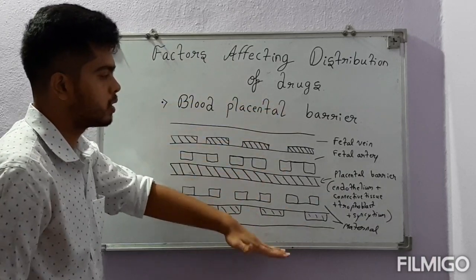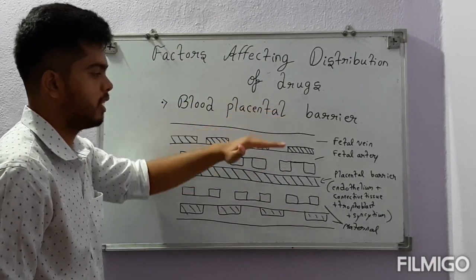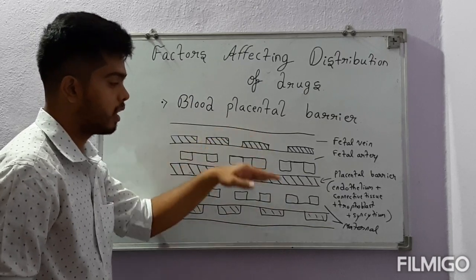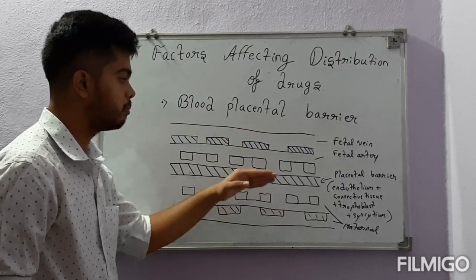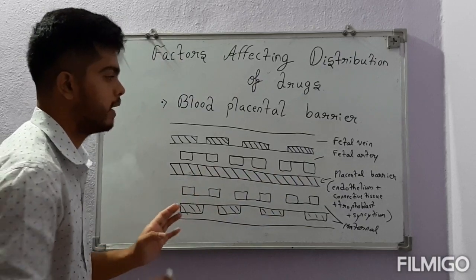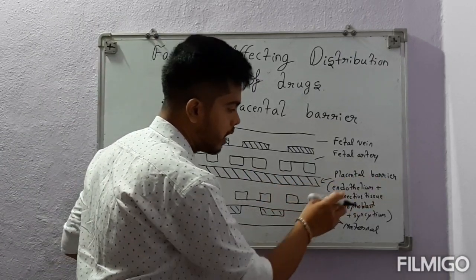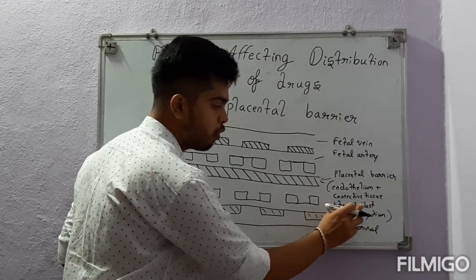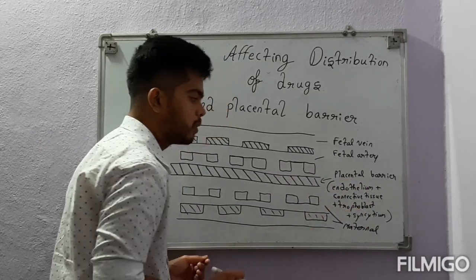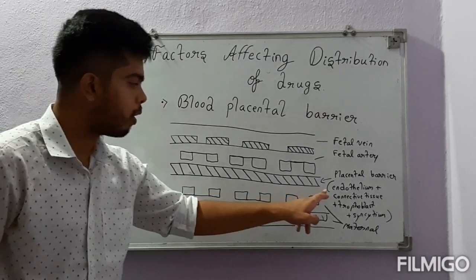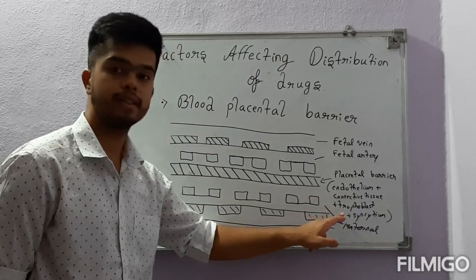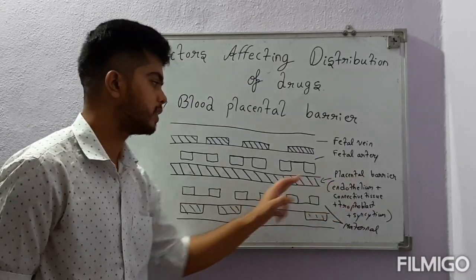On the two sides, you can see that on one side there is the fetal vein, and on the other side the maternal vein. Similarly, on one side there is the fetal artery, and on the other side the maternal artery. In between, there is the actual placental barrier, in which there are endothelial cells and connective tissues. There are trophoblast and syncytium. So all four components, endothelium, connective tissue, trophoblast and syncytium, compose the placental barrier.